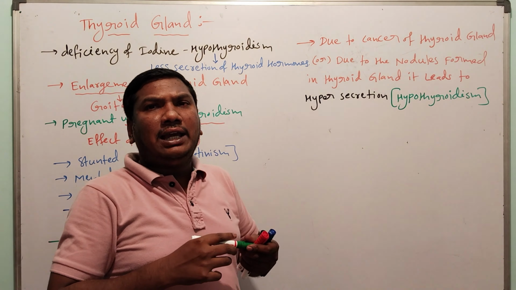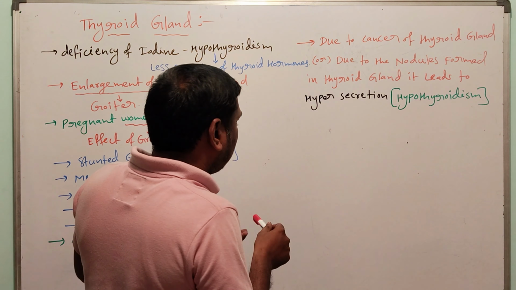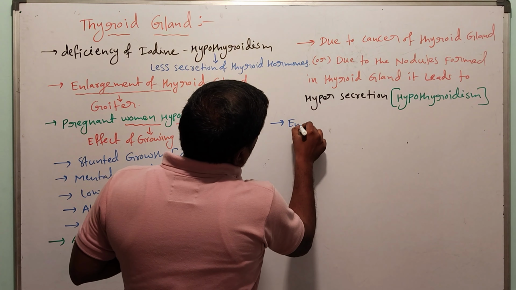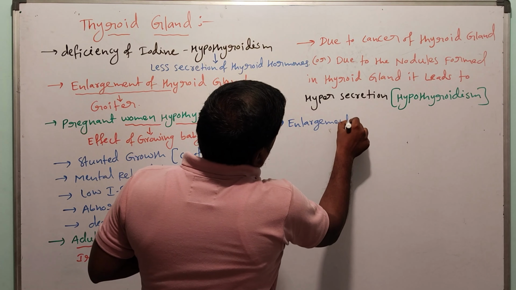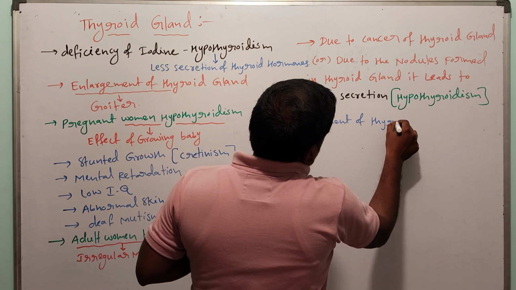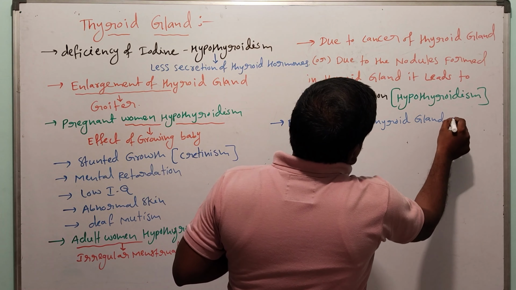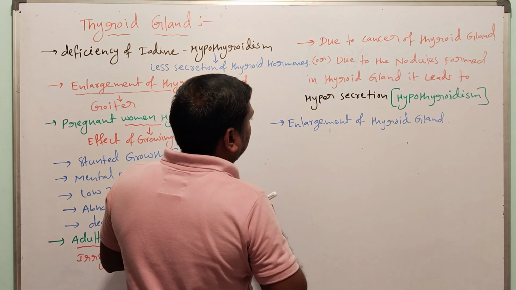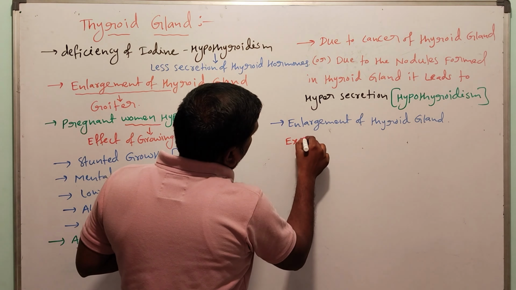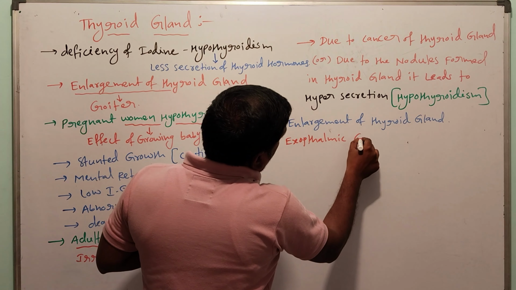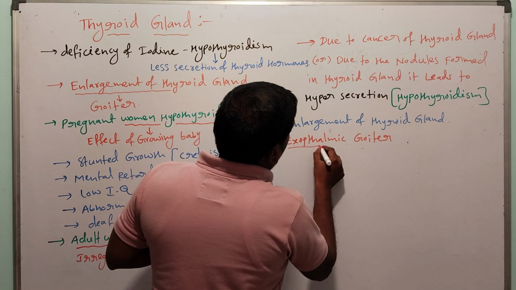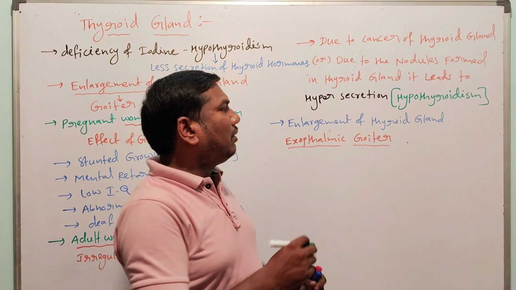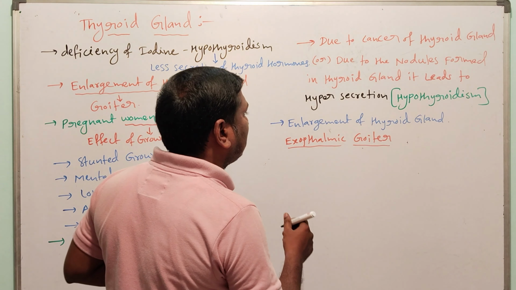In hyperthyroidism, the symptoms are also called exophthalmic goiter. There is enlargement of the thyroid gland. They are called exophthalmic goiter.